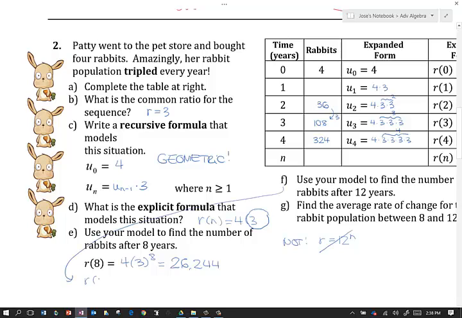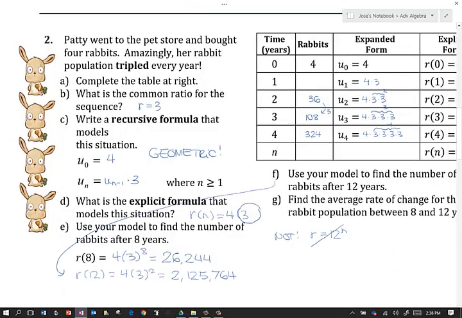After 12 years, you would have 4 times 3 raised to the 12th power, which with the calculator would come out to be 2,125,764 rabbits. That's a lot of rabbits. That's an awful lot of rabbits.